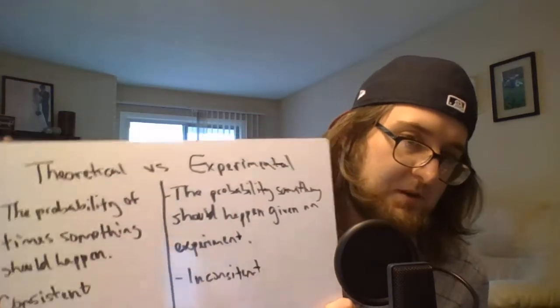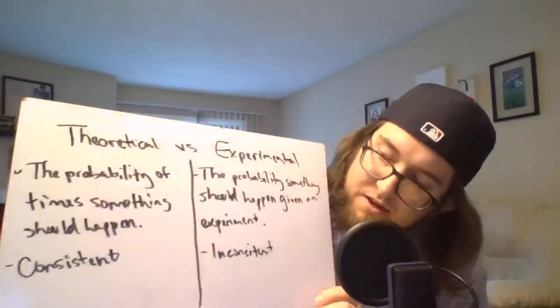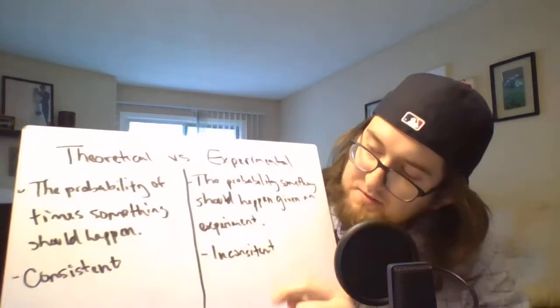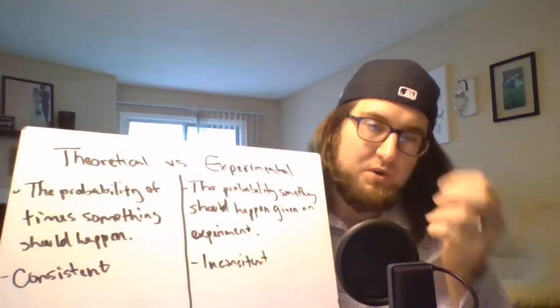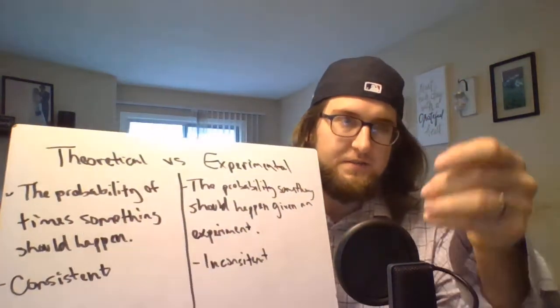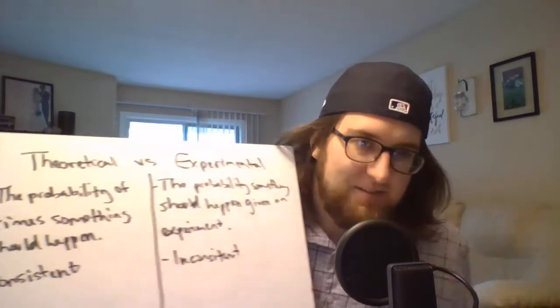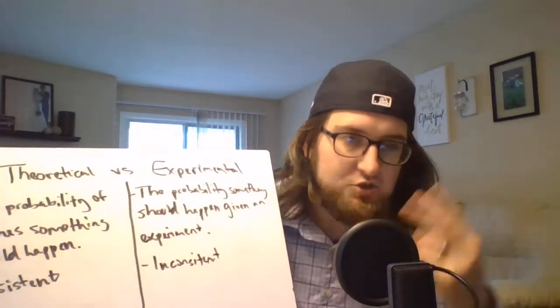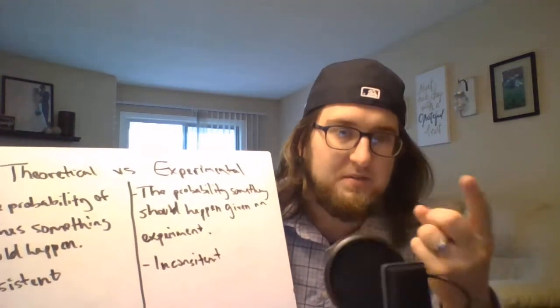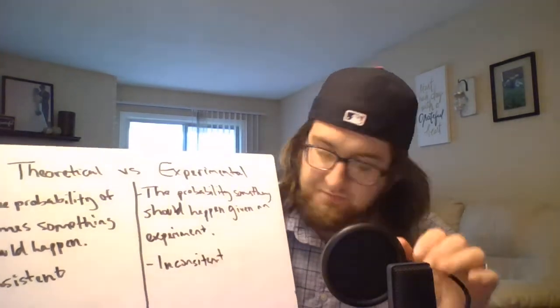Okay? And then we've got two big words when it comes to probability. Theoretical and experimental. So theoretical probability is the probability of what should happen. If I've got a coin, we've got heads or tails. If I flip it, I should get heads half the time. Technically, two options, one's heads. So the probability of heads is one half.